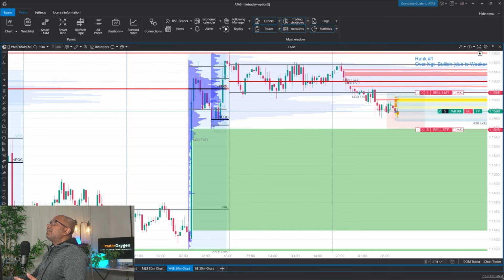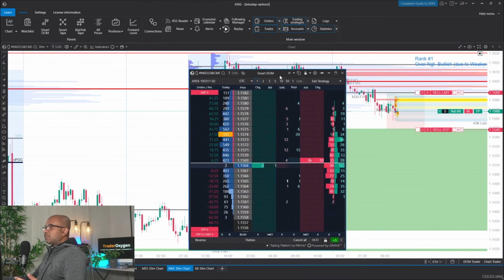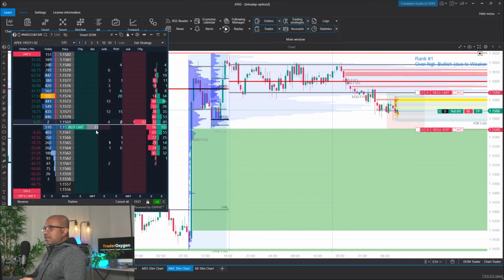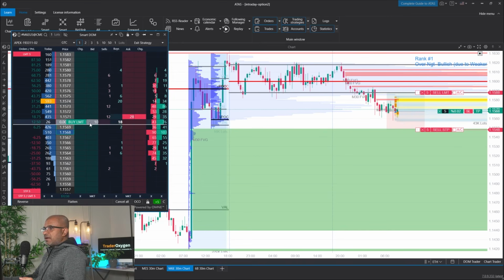The reason for that is, if you look at the smart DOM, you can see the buyers are pushing the price up currently. You can see negative value in the change, meaning the sellers are backing down and the buyers are pushing the price up. As you can see over here, the bid values are increasing and there's a positive change in the bids, and as you can see, negative change in the ask. That means sellers are backing down and buyers are coming up. So the buyers are pushing the price up.